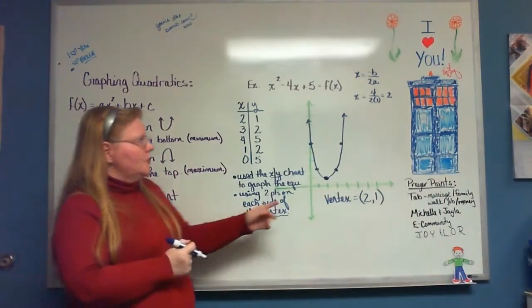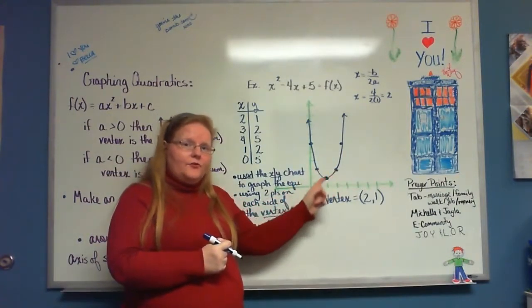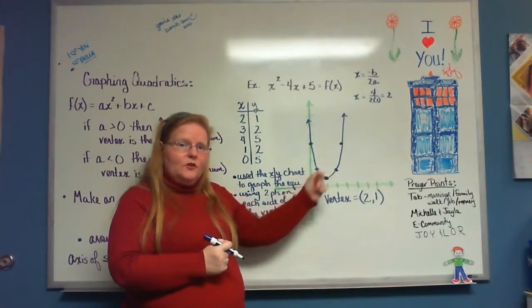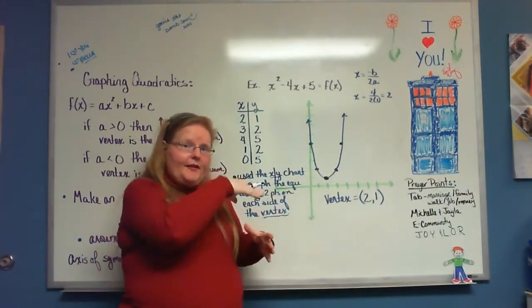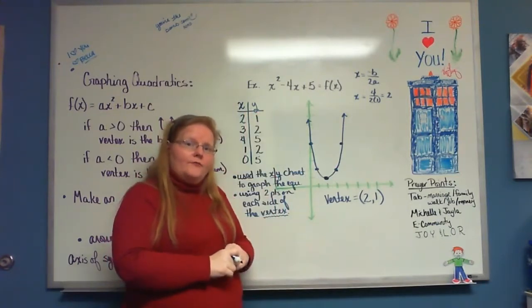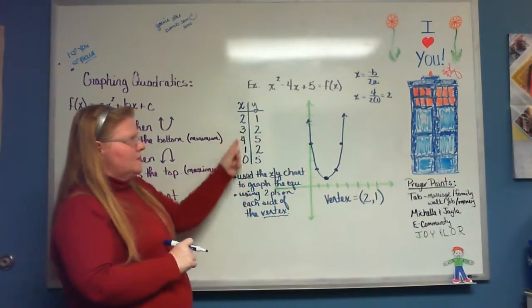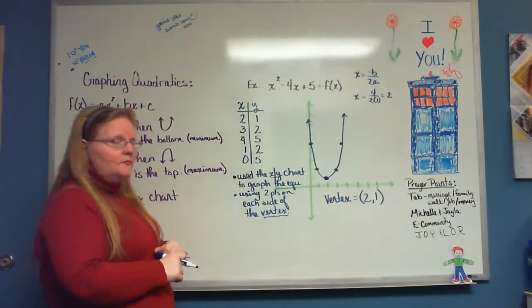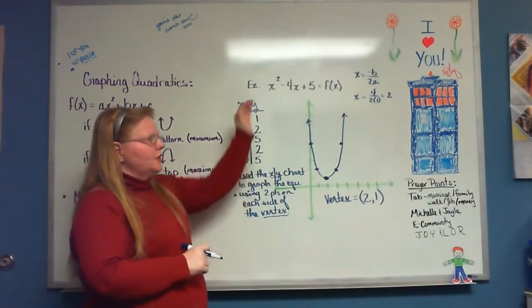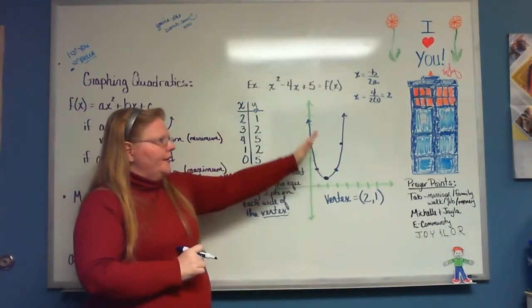Now the vertex isn't always the very bottom of the graph. Sometimes the graph, instead of looking like a U like this one, will look like an N. It'll be upside down. And when that happens, the vertex is at the very top of the graph. But you still use this method to plot the points. It'll look like it's going up and then down, just like this one looked like it was going down and then up.